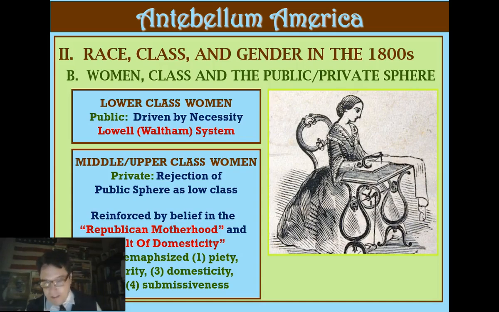Piety, of course, meant religious devotion and teaching such devotion to the children. Purity was associated with both sexual chastity and the avoidance of alcohol, called temperance. Domesticity meant caring for the home and the family, and submissiveness meant deferring to husbands in all matters that might be considered the man's realm.